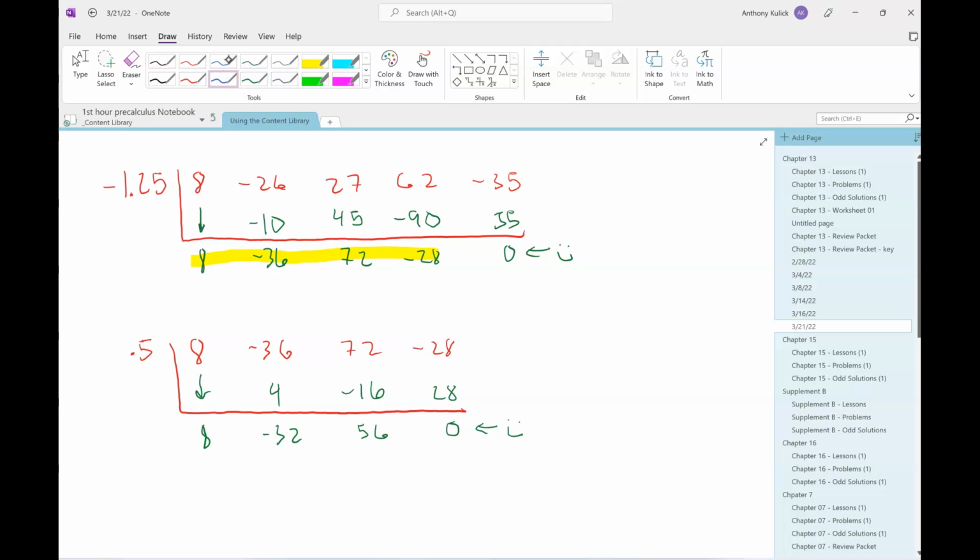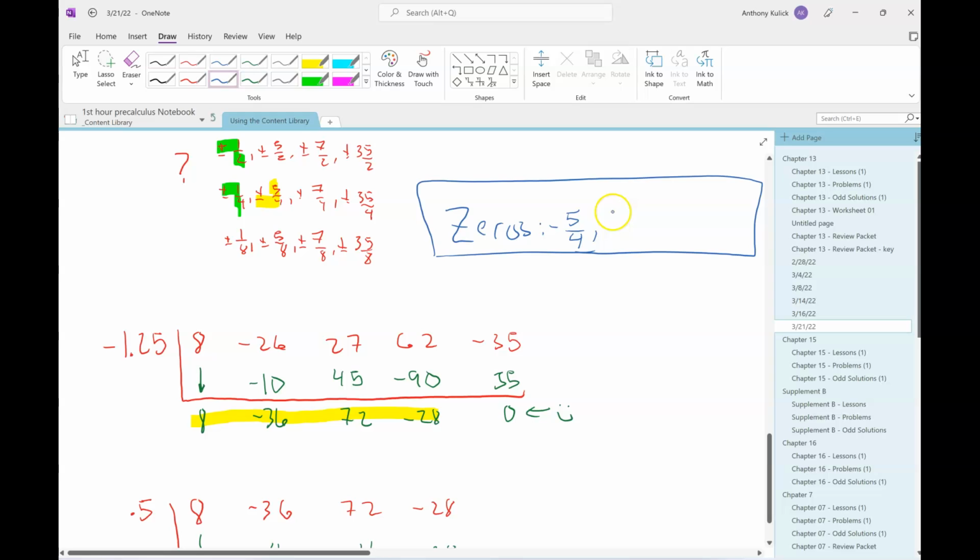It's almost like Mr. Kulik knew what the answer was going to be and didn't want to do an extra one just for fun. I did know what the answer was going to be.